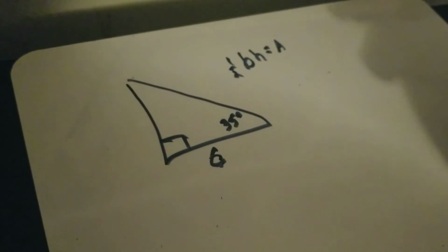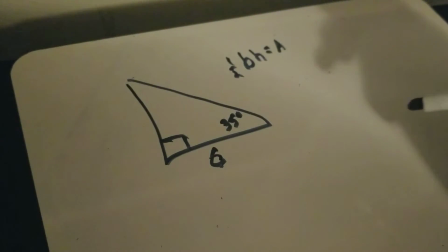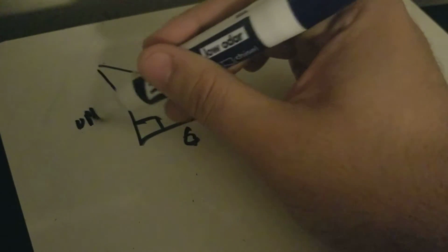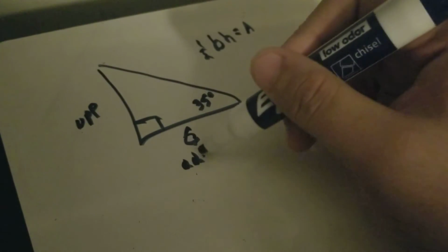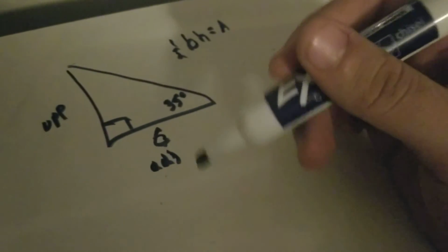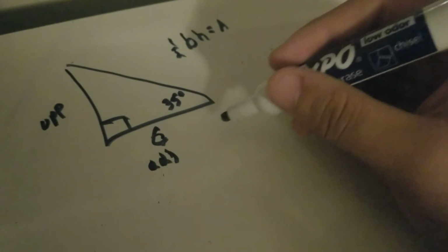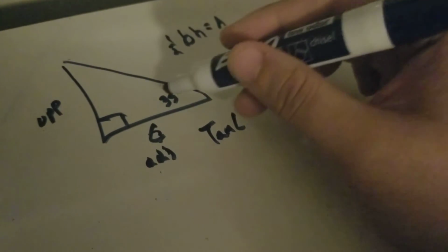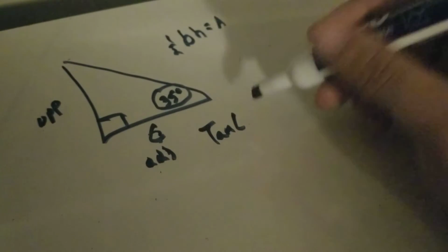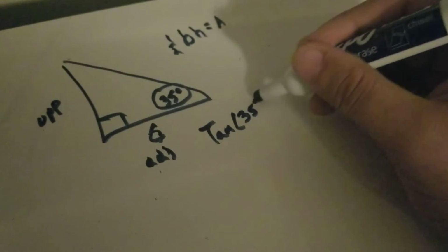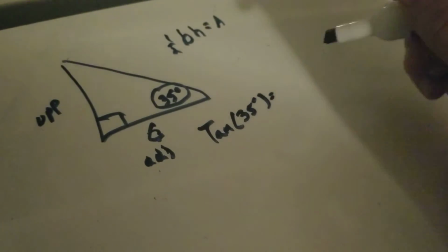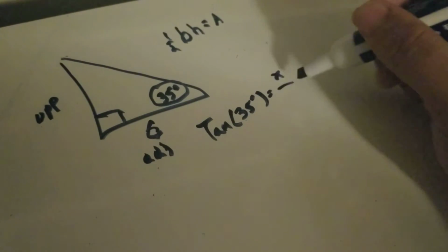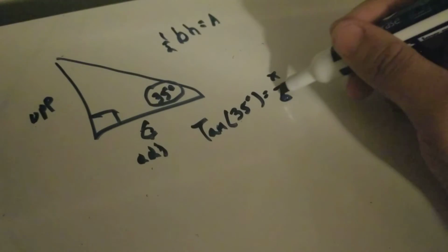Luckily, our whole chapter is about trigonometry, so we're going to do a little bit of trigonometry. This one's the opposite and this one's adjacent. I use trusty SOHCAHTOA, so TOA is tangent. This is the angle I'm using. So tangent of 35 degrees equals opposite, which I don't know, so I'll call it x, over adjacent, which is 6.